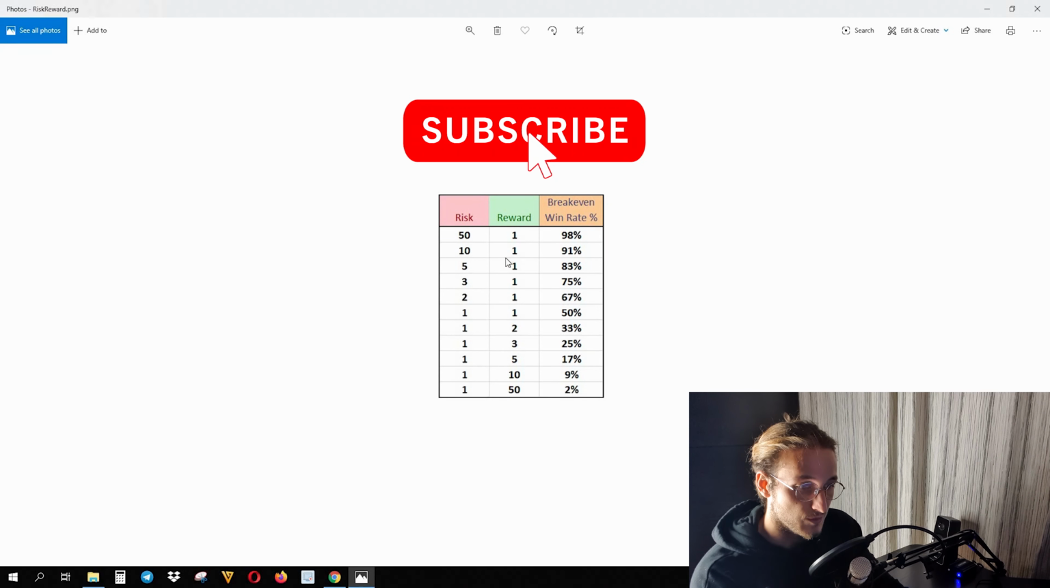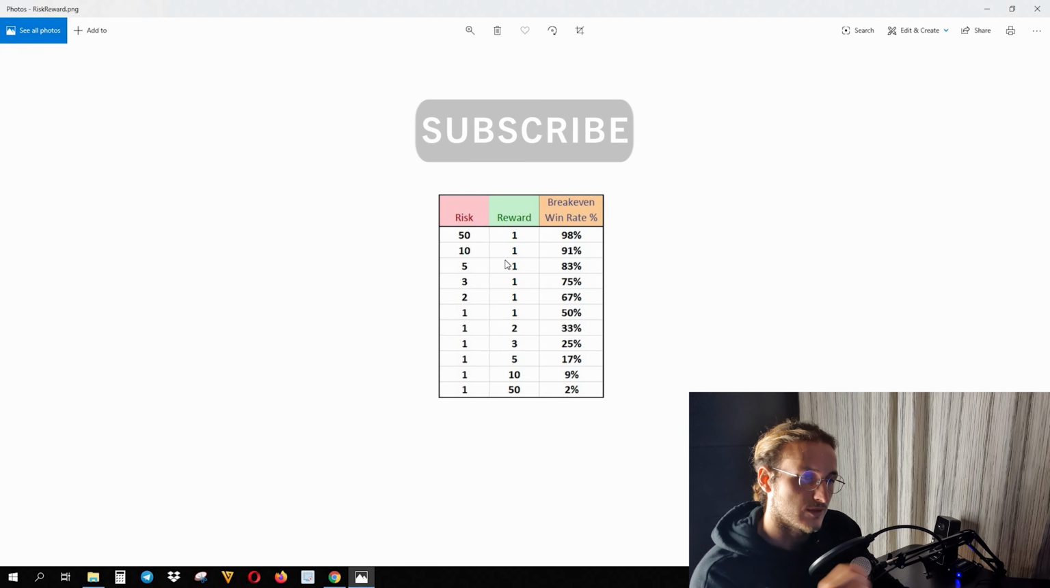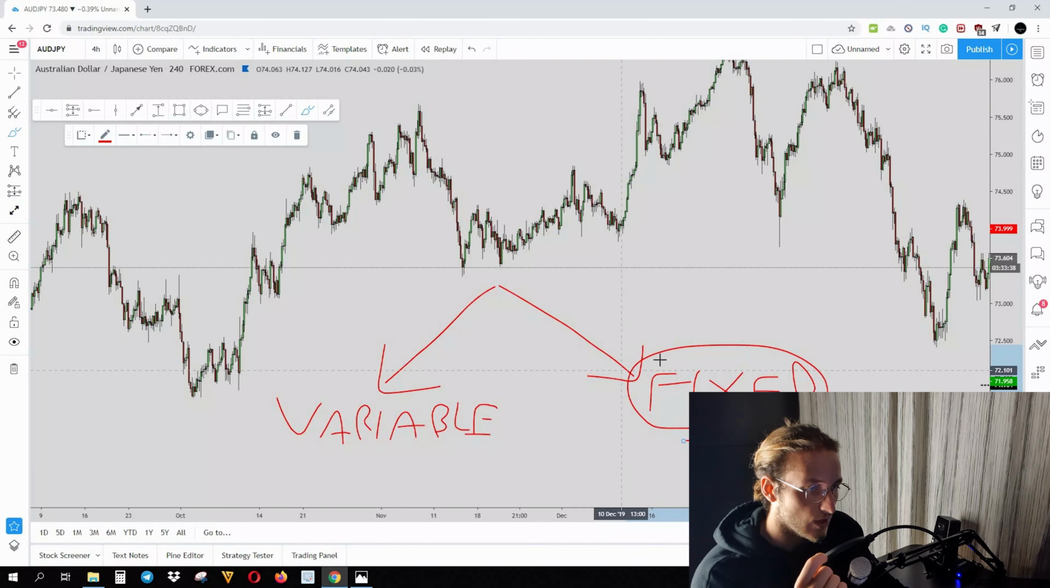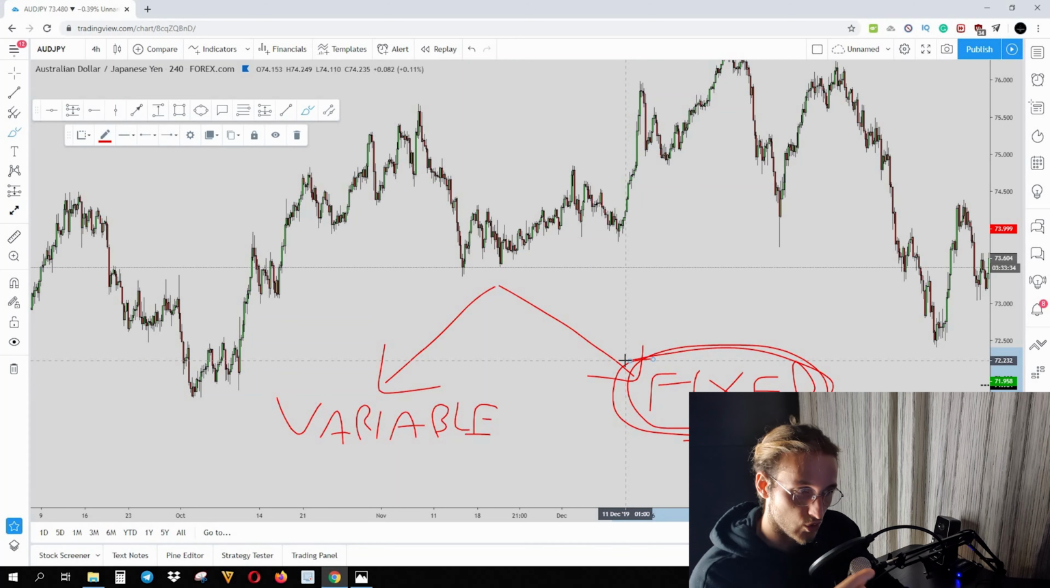But this is an extremely important table, both for people that have a variable strategy with a variable risk to reward, and also for the ones that have a fixed one. So if you have a fixed risk to reward strategy, you want to make sure that you have at least a more than 50% win rate, more than 60%, depending on how much your fixed risk to reward is.